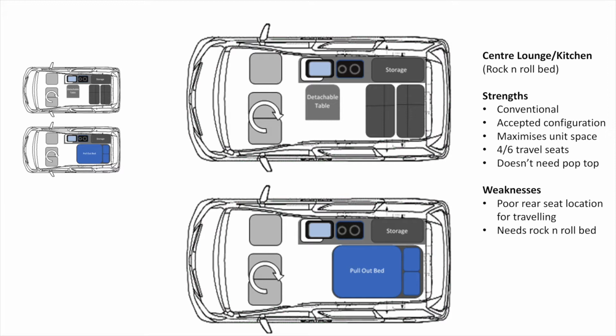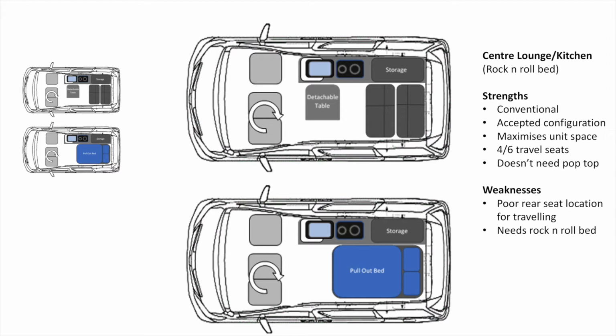So obviously this is the conventional option. It's the accepted configuration. When people open the doors on a T5 conversion, this is what they expect to see. Probably with a full side conversion and the rock and roll bed at the back. It's got obviously a lot of travel seats, and that's the real advantage with the rock and roll beds. They have travel seats, and the same is true for rib beds. I'm using the term rock and roll bed here, but the same is true for the rib beds. If you need travel seats, this really is the only way to go.